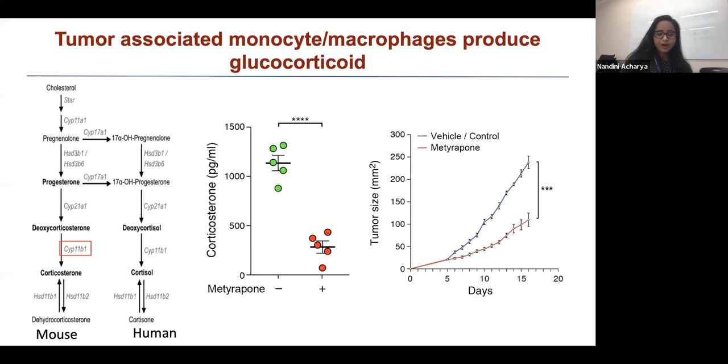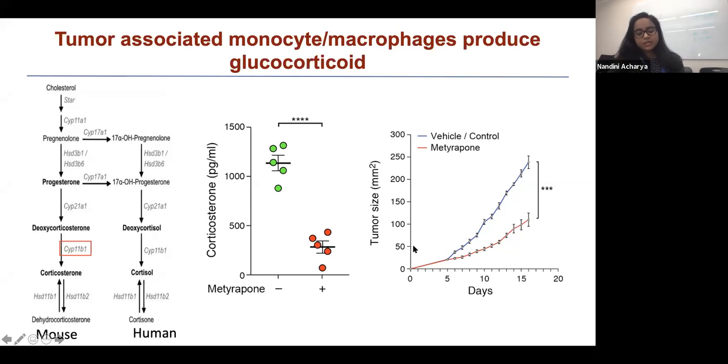Now, to finally confirm that the monocytes from the tumor were able to produce glucocorticoid, we sorted these monocytes macrophages from the tumor and cultured them in vitro in the presence of an inhibitor called metyrapone. Metyrapone is an inhibitor that inhibits the action of the enzyme, and prevents the final step in the production of corticosteroid. So when we cultured these monocytes macrophages in the presence of the inhibitor, we saw that the level of corticosteroid was much reduced. So this shows that the monocytes and macrophages were actively making the corticosteroid.